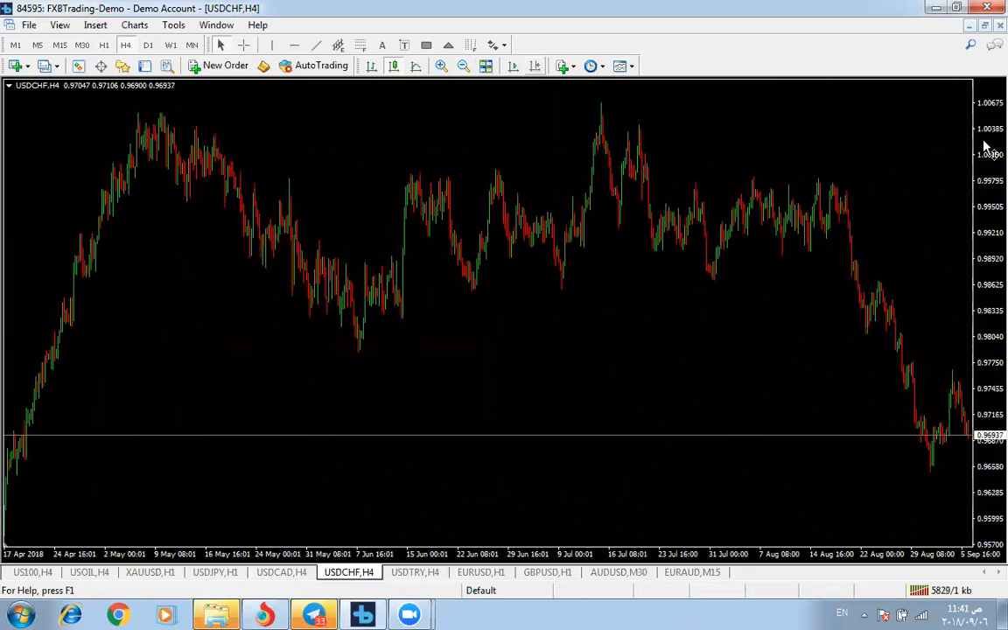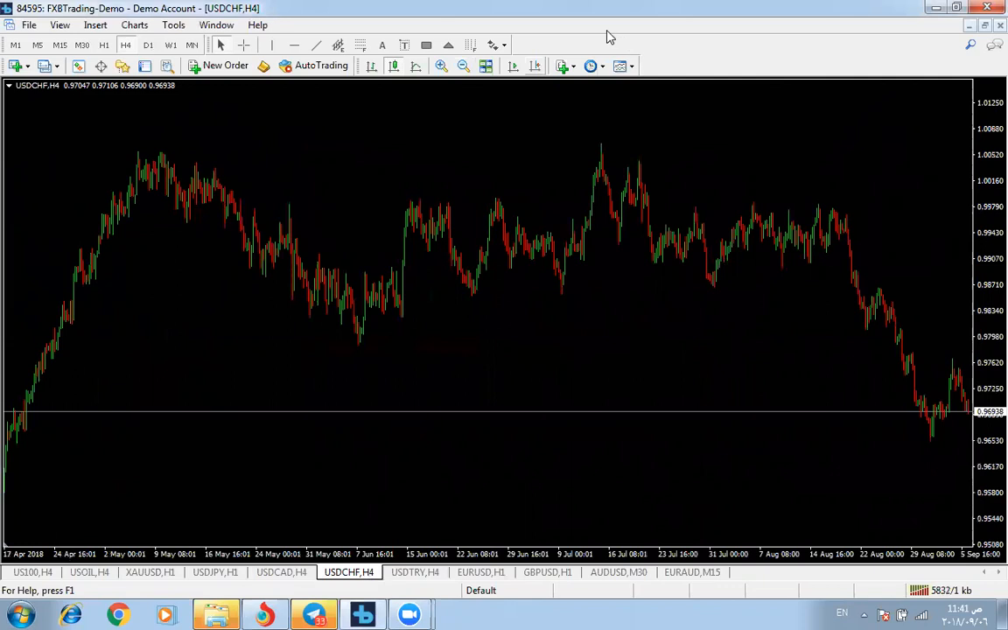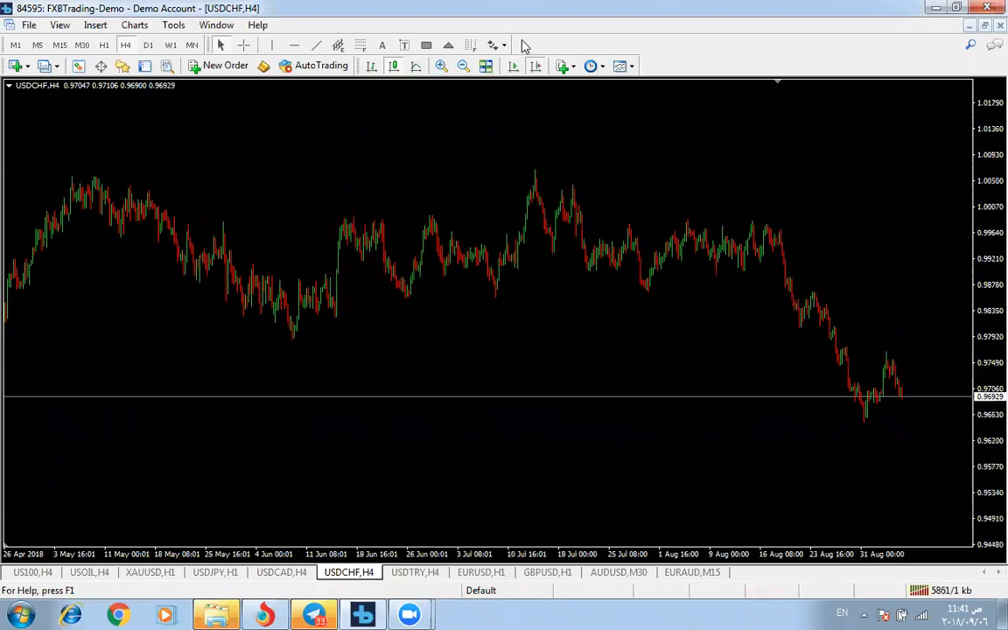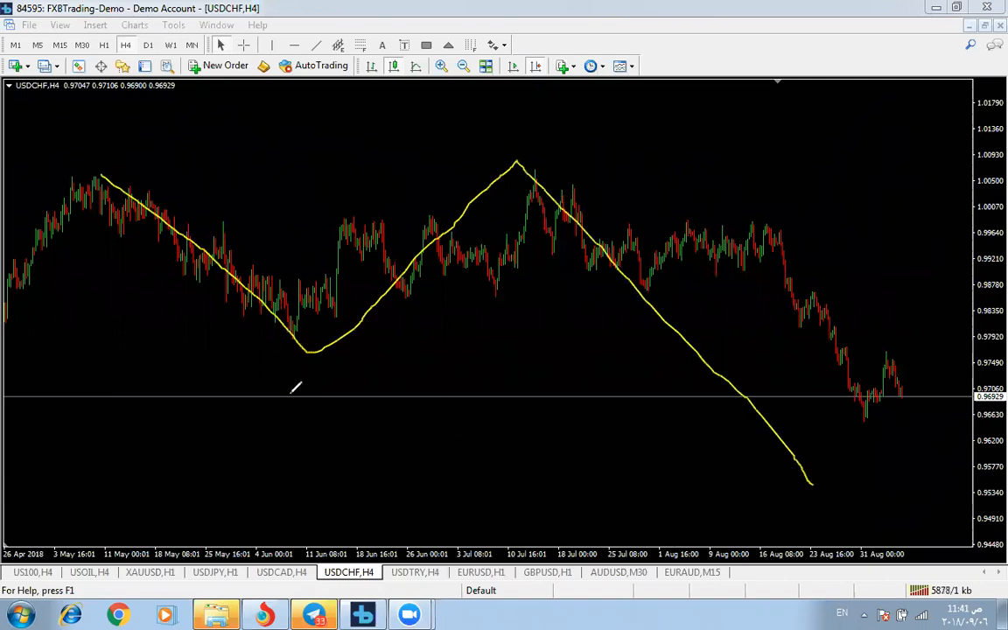As we see, this is a corrective structure. This whole movement is A. This is B, and this is C. As we see from this chart, this is called an expanded flat. Most probably we may have other alternative counts. Most probably, this wave B is in the form of a triangle.